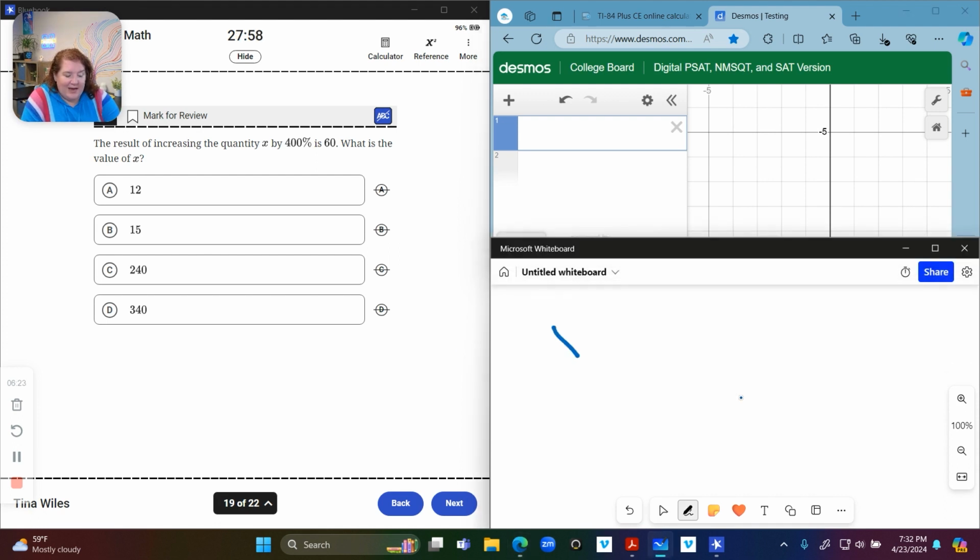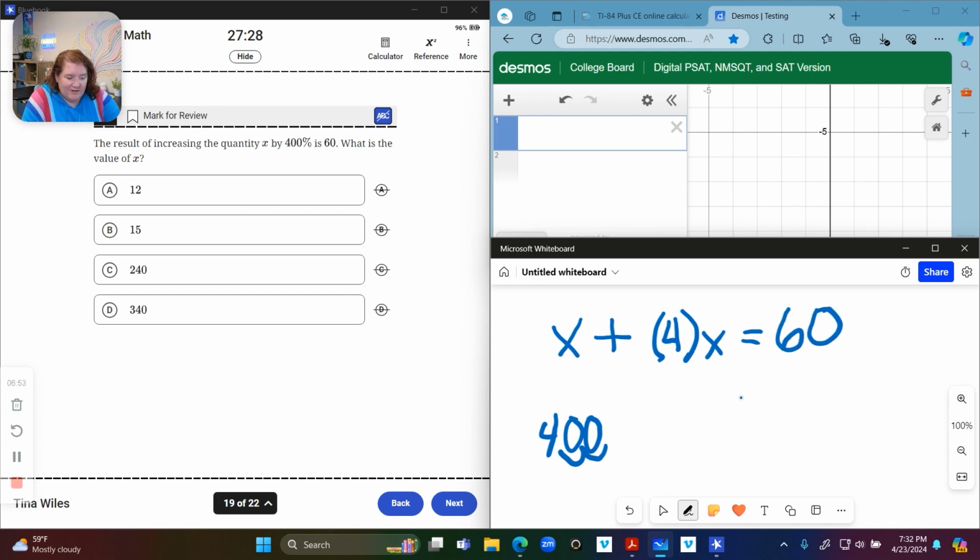So I'm taking the quantity x and I'm increasing it by 400%. So I'm going to move the decimal place over twice. So I'll end up with 4, right? If I have 400%, you move the decimal place over, you get 4. But it's 400% of whatever that was. I'm taking x, increasing it by 400% of x, and I get 60 as the answer. So that means 5x equals 60, and that means x equals 12.